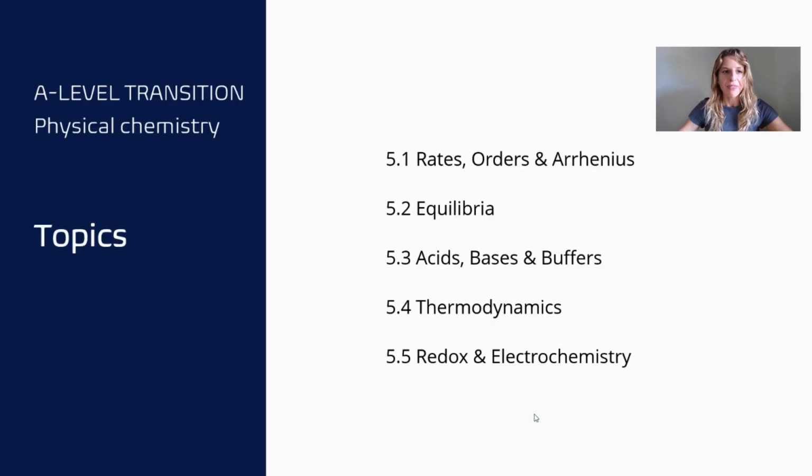Let's get started. So let's start with physical chemistry, the topics that you will cover, and they are the same for all of the exam boards. So these are the titles from OCR. But essentially, we have kinetics, which is rate, order, Arrhenius. We have equilibrium, so Kc, Kp, acids, bases, and buffers, thermodynamics, so Born-Haber cycle, or in general enthalpy. But in A level, you will add also Gibbs and entropy, and then redox and electrochemistry, so all of the electrode potential calculations and so on.